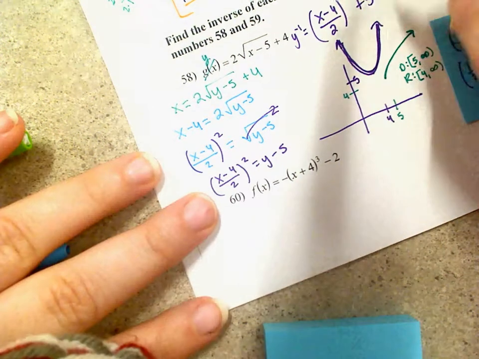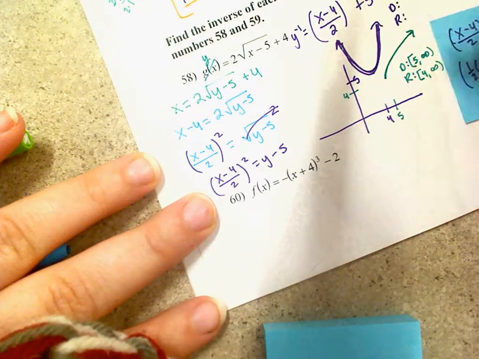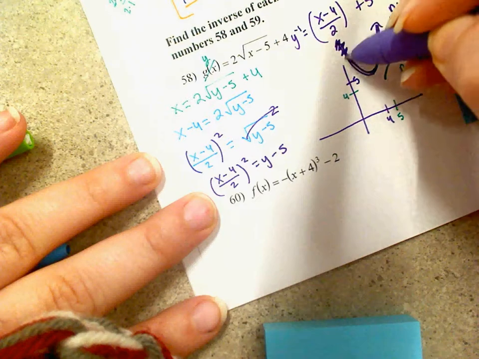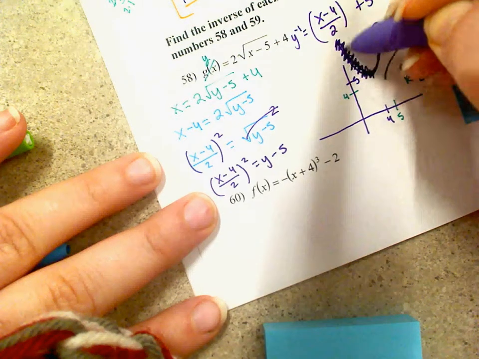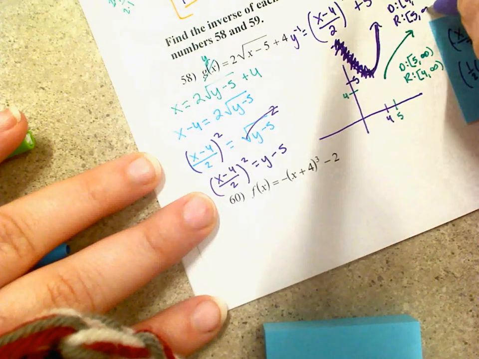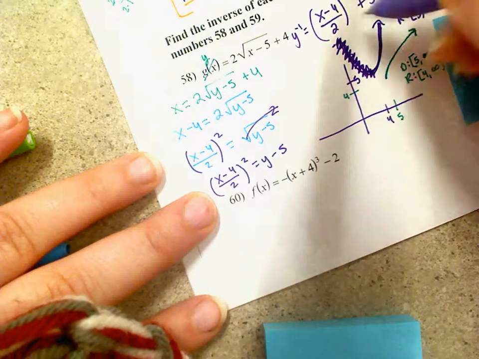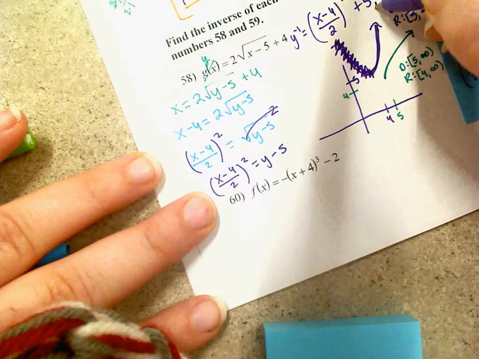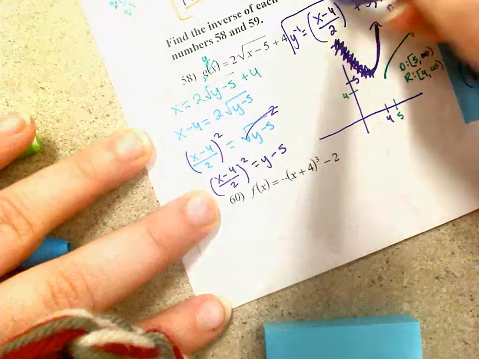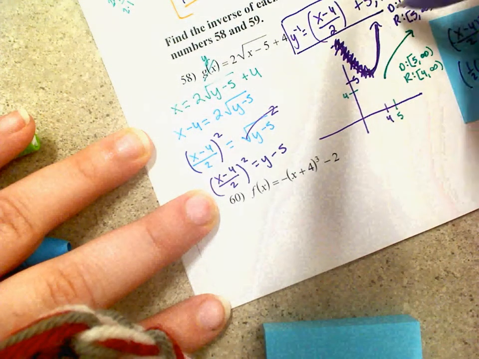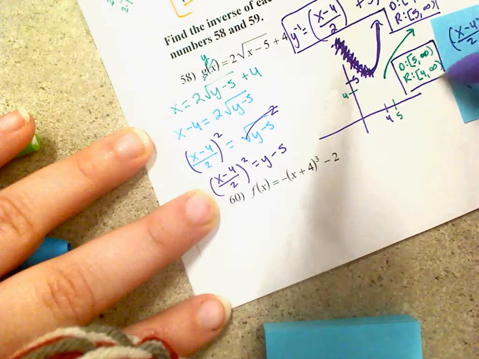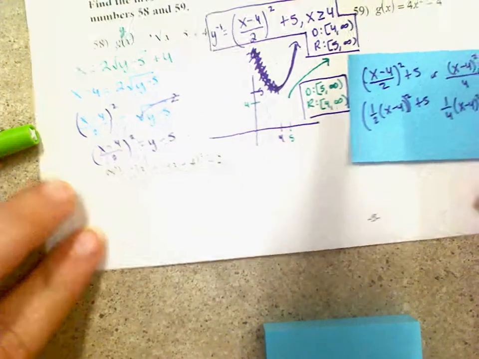are flipped. The domain should only be 4 to infinity, which means this is not part of it. And the range is 5 to infinity. But even if you do this, you're still not correct if you don't say comma, this is only for x is greater than or equal to 4. So my inverse is this, and my domain and range are this. And my domain and range of my original are that. So that is the answer to number 58.